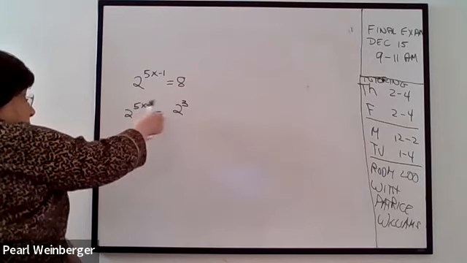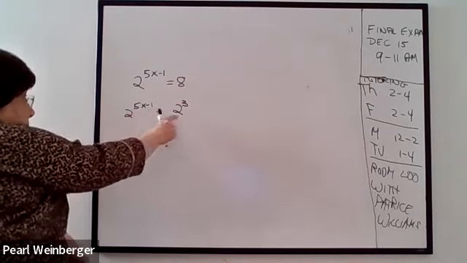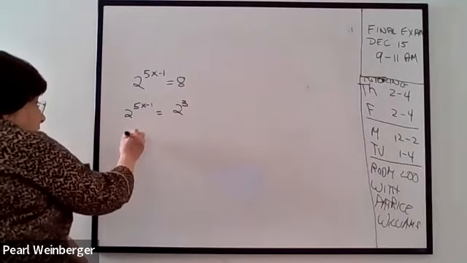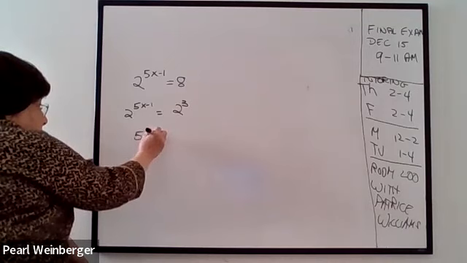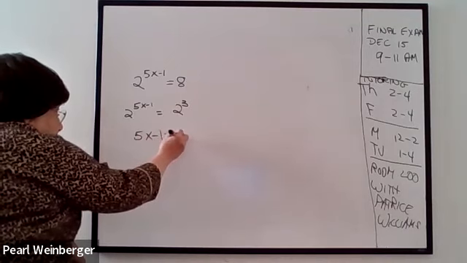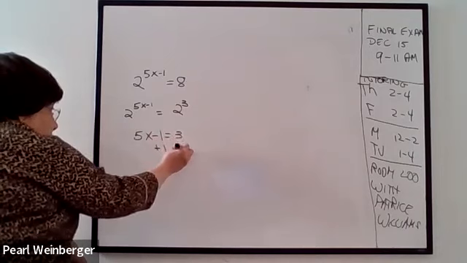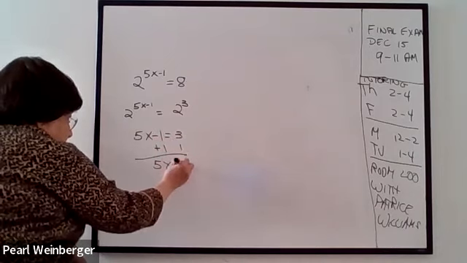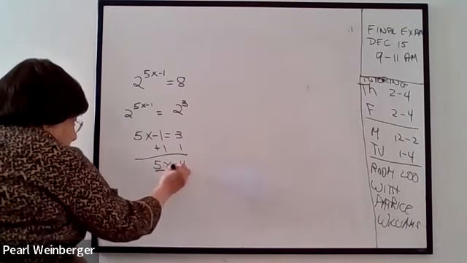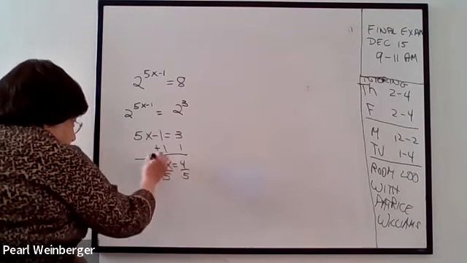And now, since they're both the same base, and I can only do this when they're the same base, I can set the exponents equal. 5x minus 1 has to equal 3. And I'll bring the 1 to the other side, which will give me 5x equals 4. And the correct answer is 4/5.